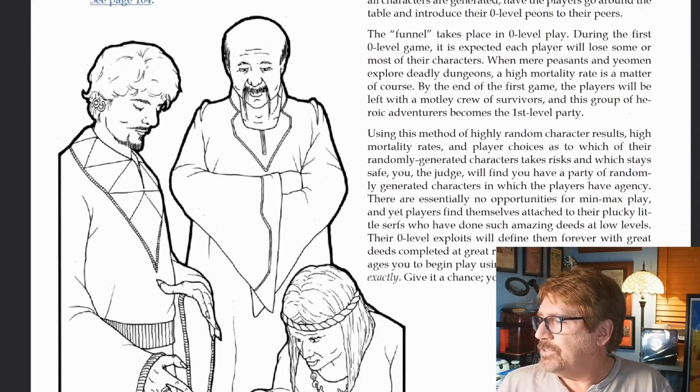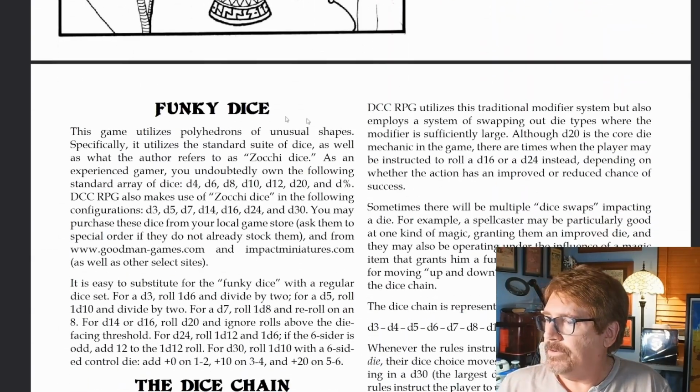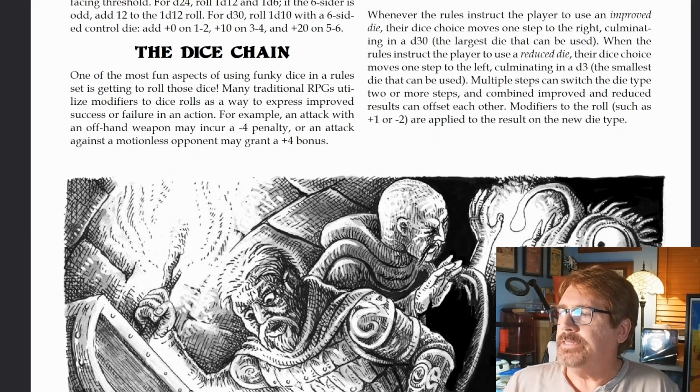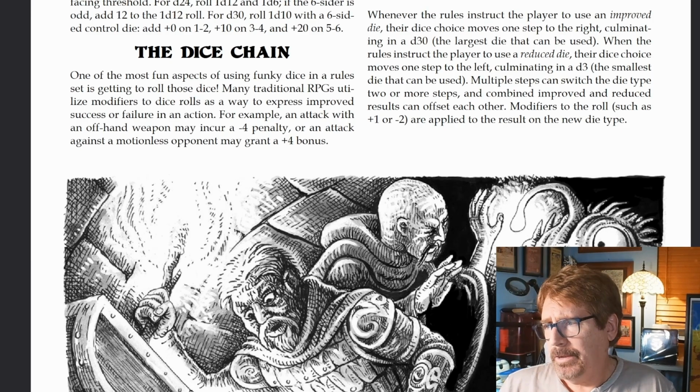Okay, so you've got the funnel, 0 level. I remember doing this a few times over the years. You get 4 characters each, and you get the funky dice, and they all have their own uses. Instead of rolling 1 die for a result, what many traditional RPGs did, which is -4 or +4, and all the other games that I run do it this way.